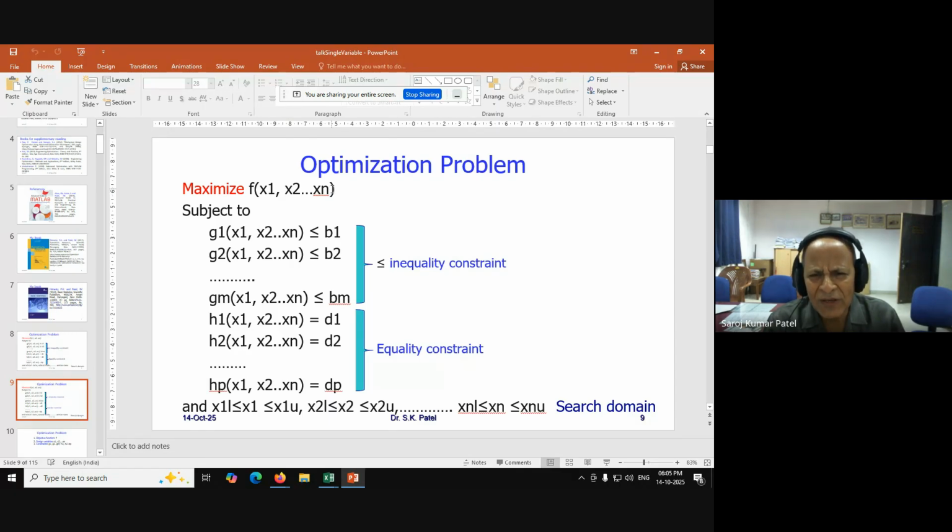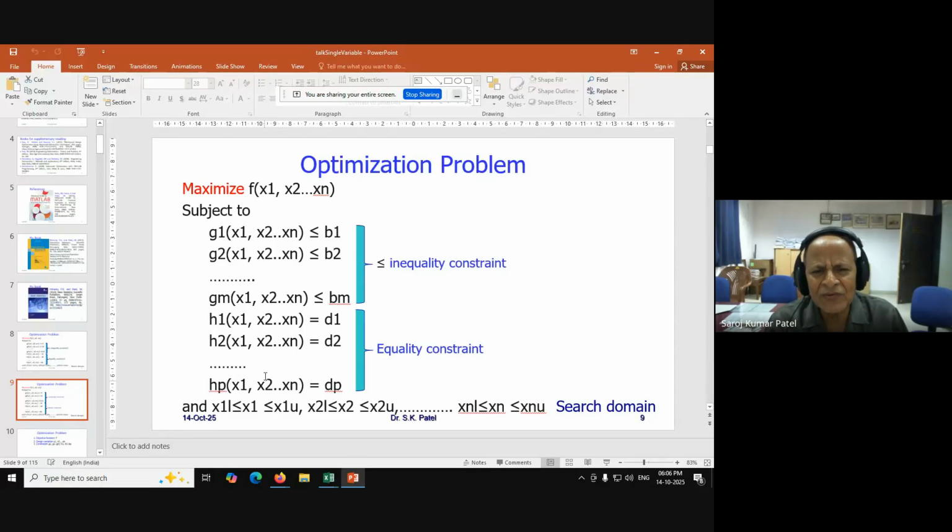Given a problem, first we will write down what is your objective. If it is MRR, then MRR is a function of, let's say, speed. x1 may be the speed, x2 may be the depth of cut, and x3 can be your feed. Then f of all these 3 variables will be your material removal rate. So in this we are going to maximize it. Then subject to a number of constraints.